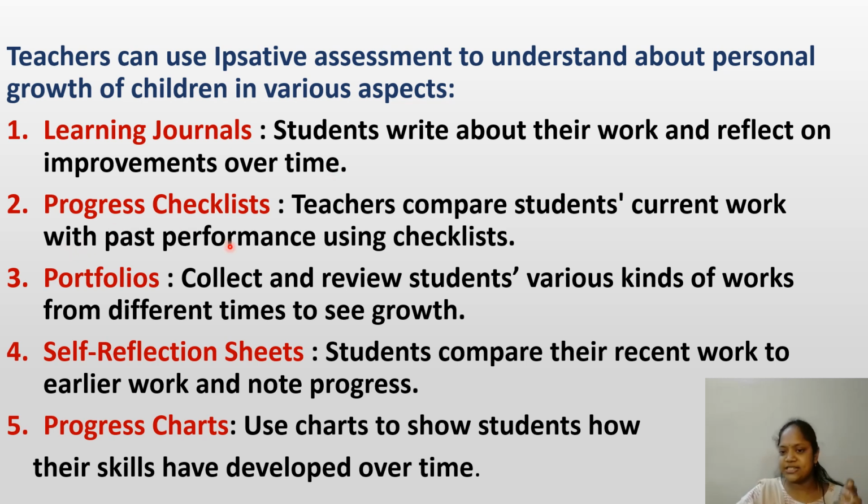The next, progress checklist. Teachers compare students' current work with past performance. Portfolios, collect and review students' various kinds of work. Self-reflection sheets. Students compare their recent work to earlier work and note progress. Progress charts. Use charts to show students how their skills have developed over time. These things they may also ask in the exam. How does the teacher get to know? What are the tools that help teachers with ipsative assessment? Learning journals, progress checklist, portfolio, self-reflection sheets, and progress charts.